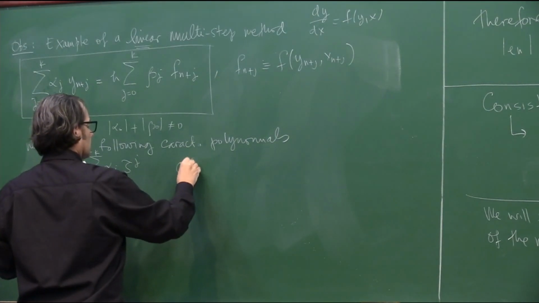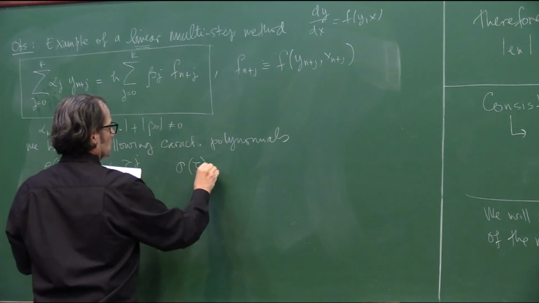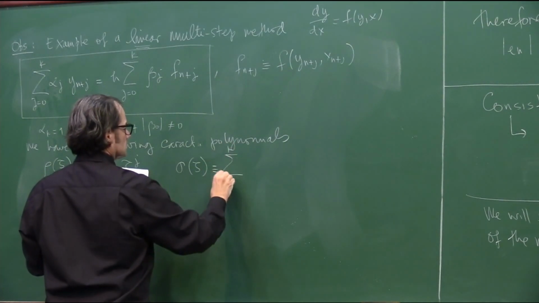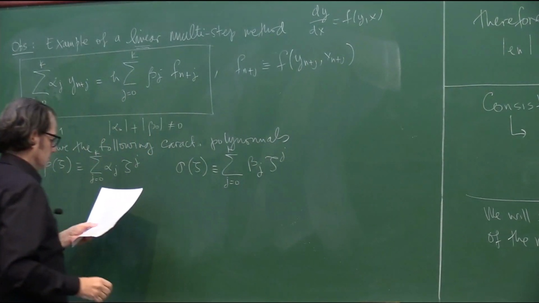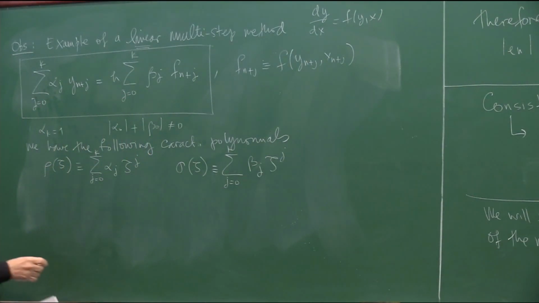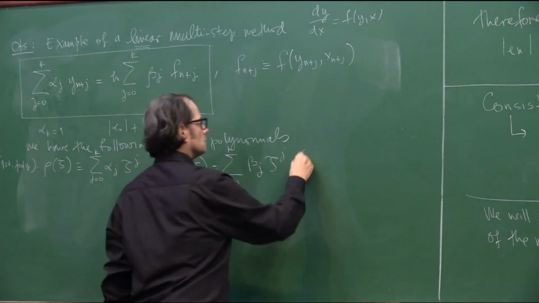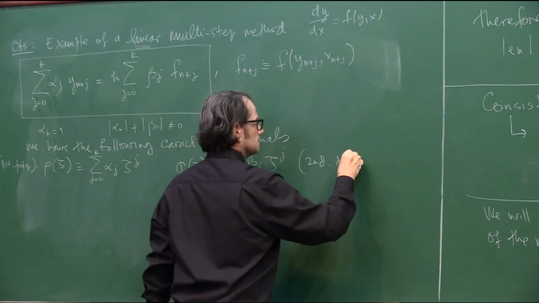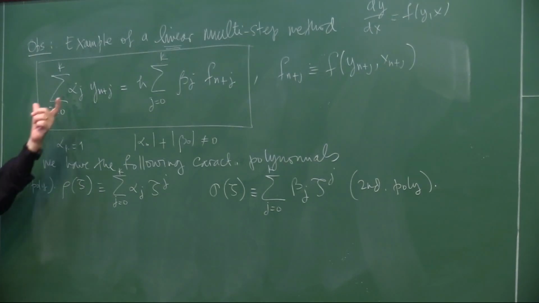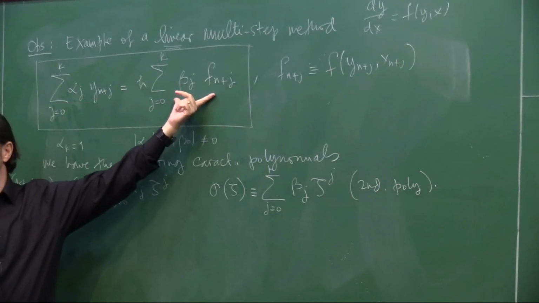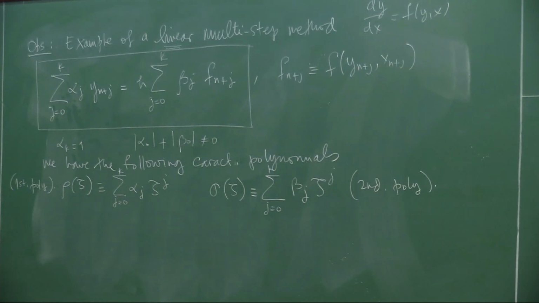Rho of zeta, and sigma of zeta. This is called the first polynomial. This is called the second polynomial. Okay, and you can see where these guys are coming from, right? This and this part. Okay, and here's the root condition.